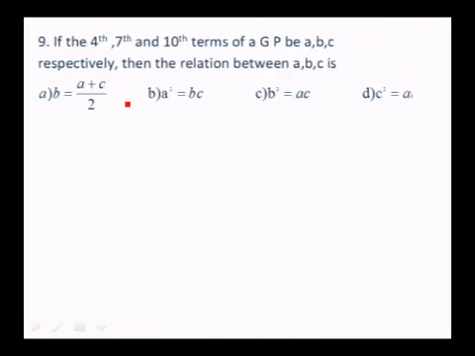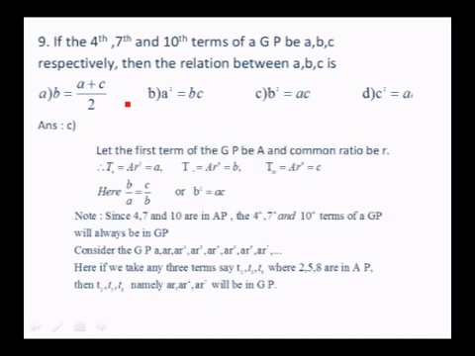Ninth question: if the 4th, 7th, 10th terms of a GP be a, b, c respectively, then the relation between a, b, c is: a) b is equal to (a plus c) by 2, b) a square is equal to bc, c) b square is equal to ac, d) c square is equal to ab. Here he has given the 4th, 7th and 10th terms of a GP.